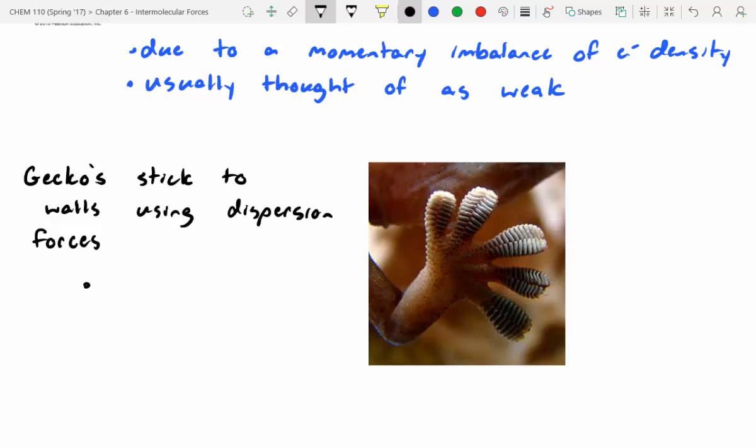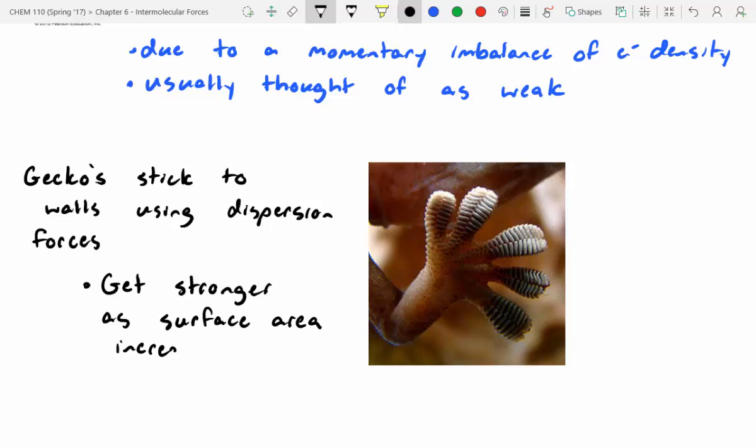And the main thing to remember with dispersion forces is they get stronger as surface area increases. So that's why a gecko's foot has all those ridges and all those little itty bitty fibers.